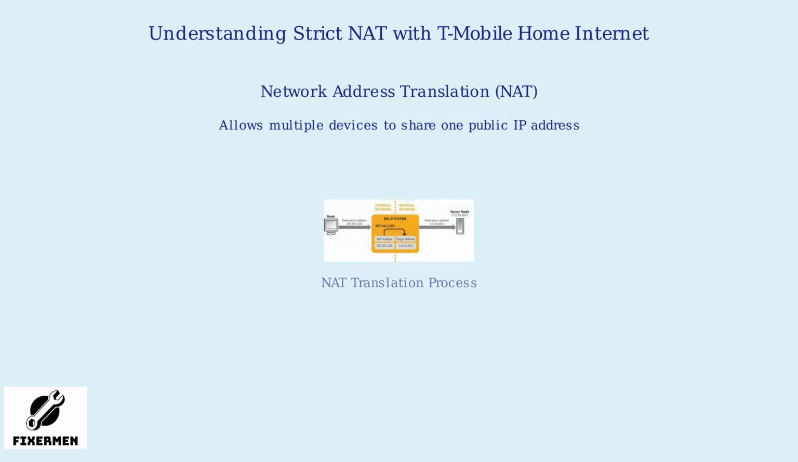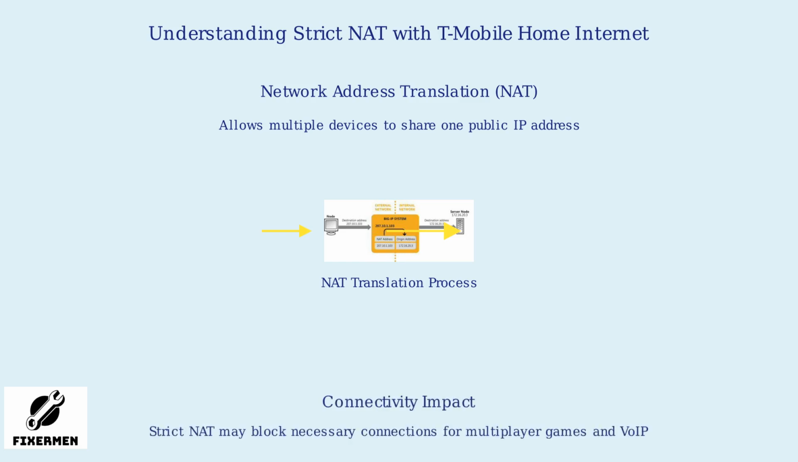Here's how NAT works in practice. External traffic comes in with a public destination address, gets translated by the router to an internal private address, and then reaches the correct device on your home network. With strict NAT, the router is very cautious about allowing inbound connections. This security measure can prevent your gaming console or VoIP device from properly connecting to online servers, leading to connection issues or failed multiplayer sessions.